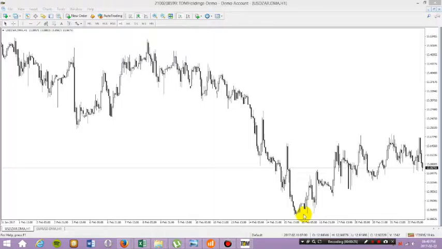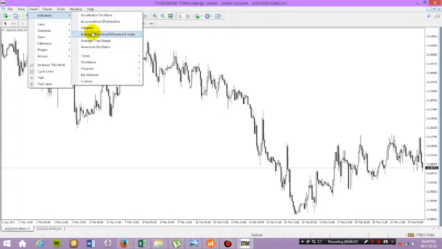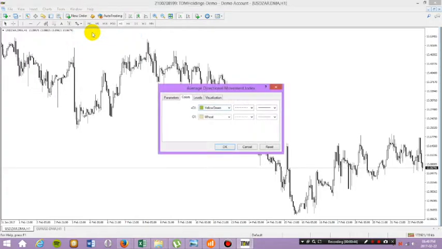So it's really straightforward. To apply this to your charts, you go to insert indicators, and then you see your average directional movement index, and some platforms it's just referred to as your average directional index, and it's always abbreviated as your ADX. Now there's three components to this really great indicator. You have your main line, and then also you have your plus DI and your minus DI.